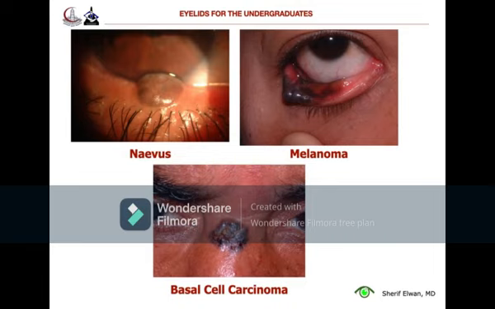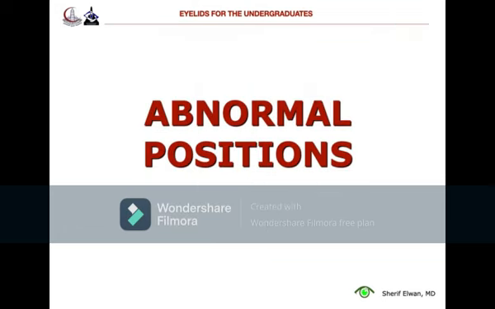A nevus, like anywhere in the body, is a pigmented mass of a benign nature. Melanoma is rather a pigmented mass of malignant nature, and basal cell carcinoma may occur on the lids or on the bridge of the nose, as you can see, and it's related to sun exposure. Details of these are beyond the limit of your study in this course.